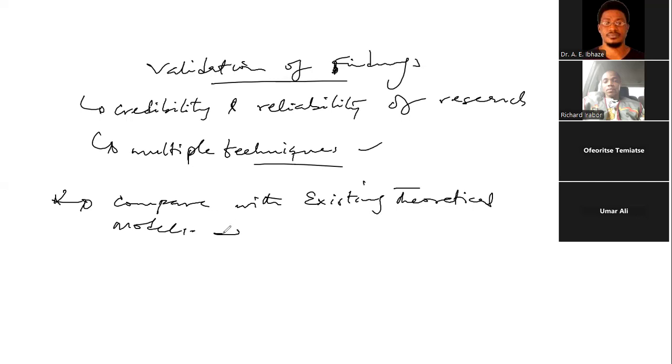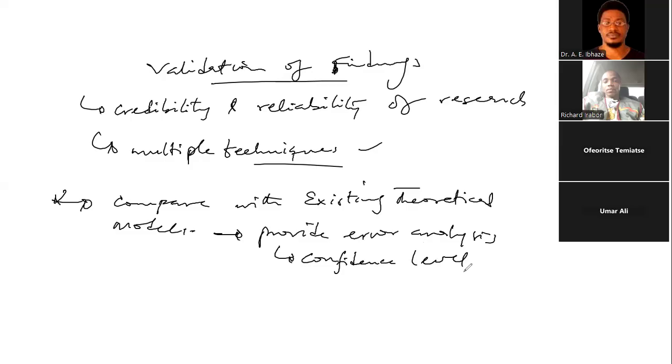And once you do that, you have to provide error analysis. Okay? Because we want to be able to tell the confidence level of your design. So that's why you probably through root mean square error estimate or whichever you want to, okay? But the bottom line is you must compare with existing theoretical models, and then you want to provide the threshold, okay? How well does your model approximate the existing model, okay?